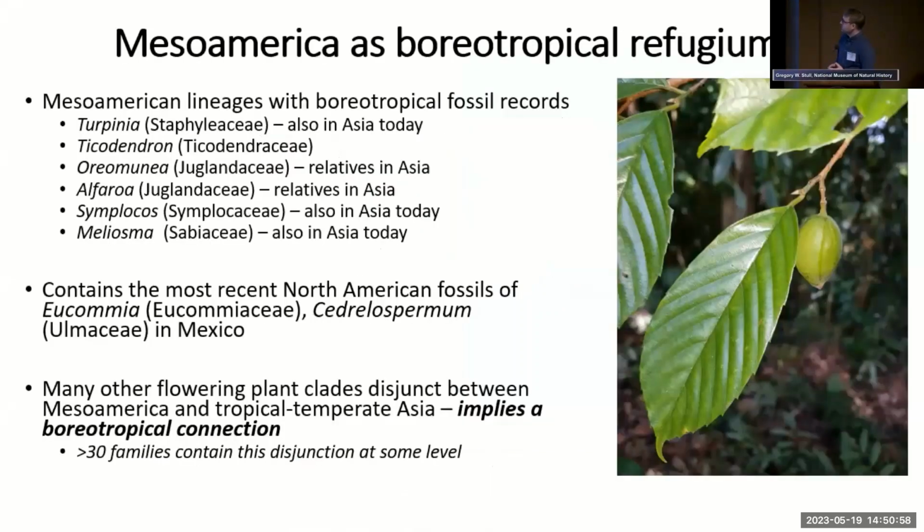So here's some different lines of evidence that show that a lot of the boreotropical flora has ended up in Mesoamerica. So there are a number of Mesoamerican lineages that have boreotropical fossil records. Some examples are Turpinia and Staphyleaceae, Ticodendron, a few genera in the walnut family, Juglandaceae, Symplocos, Meliosma. Some of these are restricted to Mesoamerica, and others also have relatives in temperate and tropical Asia today.